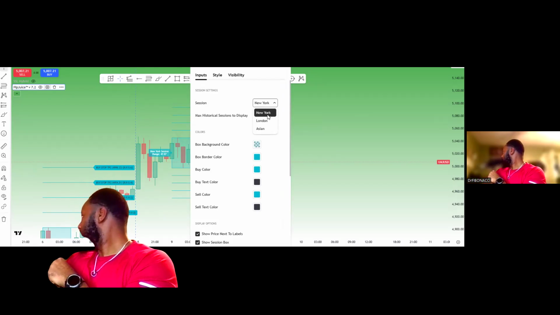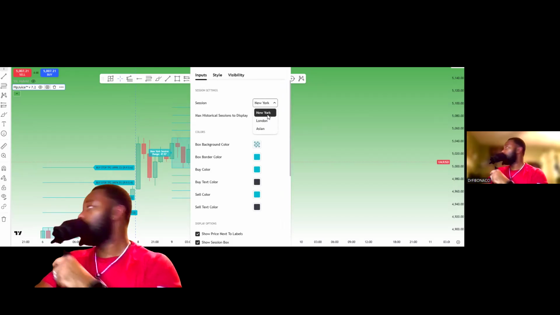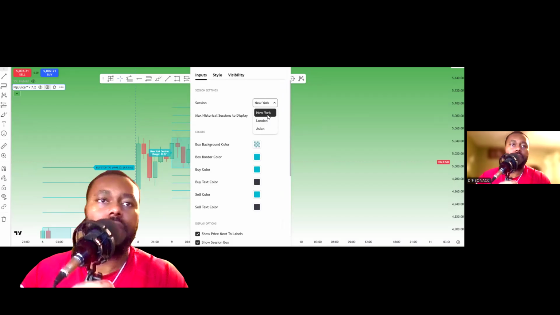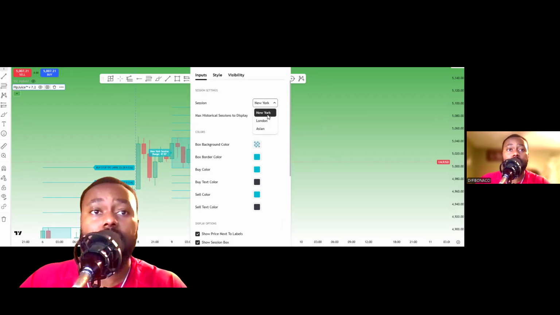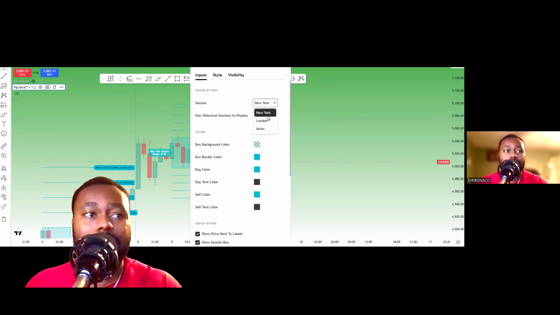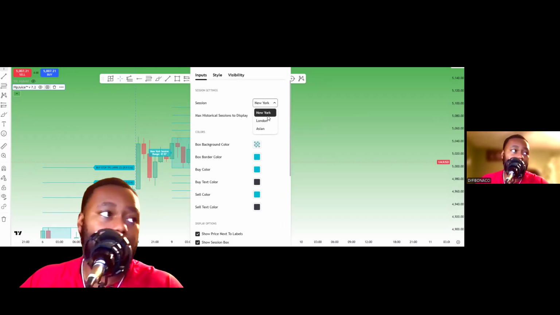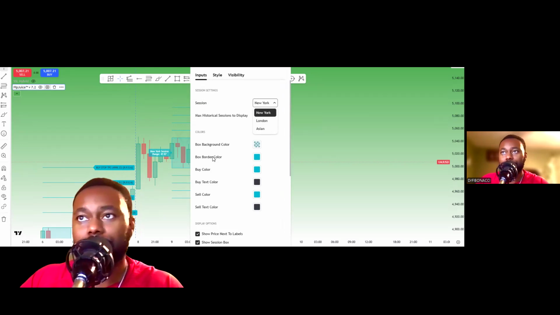If you like to trade London in the morning, that's between 3 a.m. and 11 a.m. Eastern Standard Time. I would say the best time to trade is when the forex market hours are overlapping. All right, so really quick.